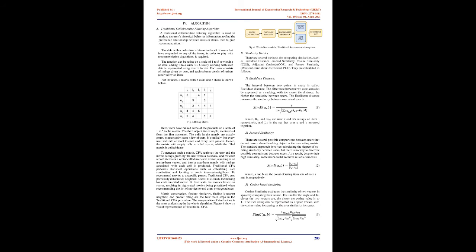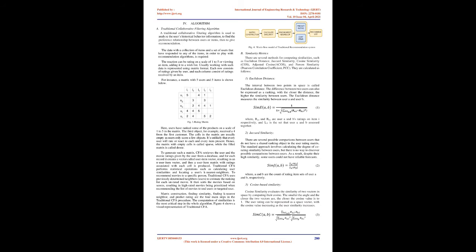B. Similarity metrics. There are several methods for computing similarities, such as Euclidean distance, Jaccard similarity, cosine similarity (COS), adjusted cosine (ACOS), and Pearson similarity, Pearson correlation coefficient (PCC). They are calculated as follows.